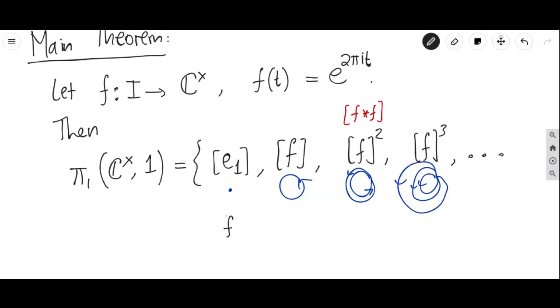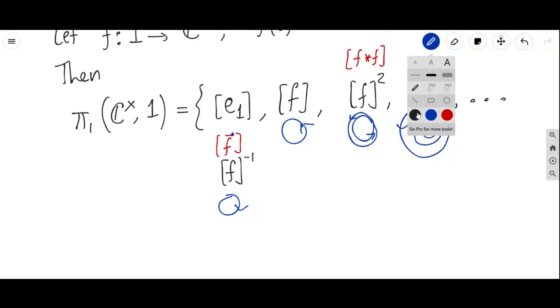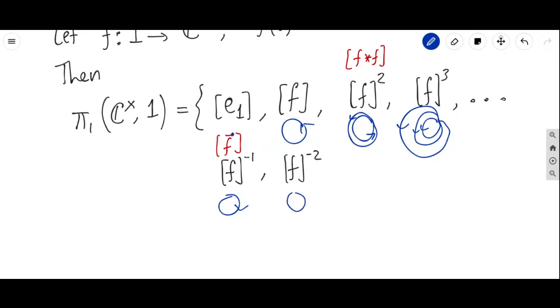So you have all of these, and then you have the inverses, f to the negative 1. To remind you what that means, this is the reverse path. The inverse of a class is the reverse path. So you change the orientation, and here you would go like this. And then you would have f to the negative 2. This one will go around like this, and so on.